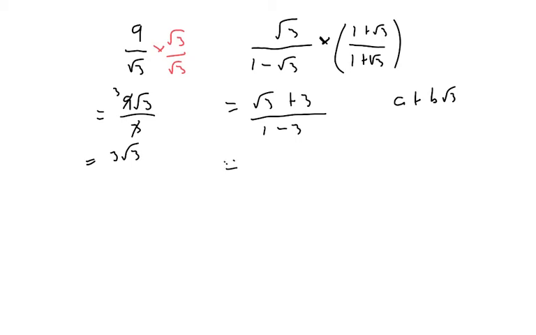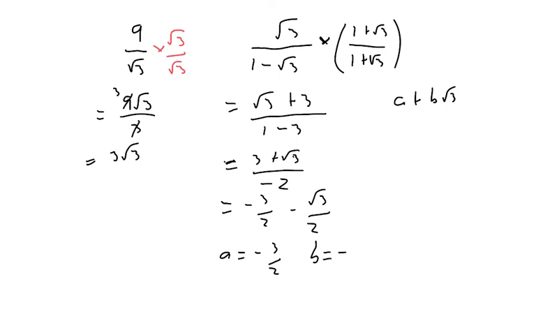So we're left with 3 plus root 3 over negative 2, which equals negative 3 over 2 take root 3 over 2. So in this case, a is equal to negative 3 on 2 and b is equal to negative a half, because there's nothing in front of the root 3, so that's just 1. Just like if we've got x, that's 1x. It's the same type of thing. It's very similar.